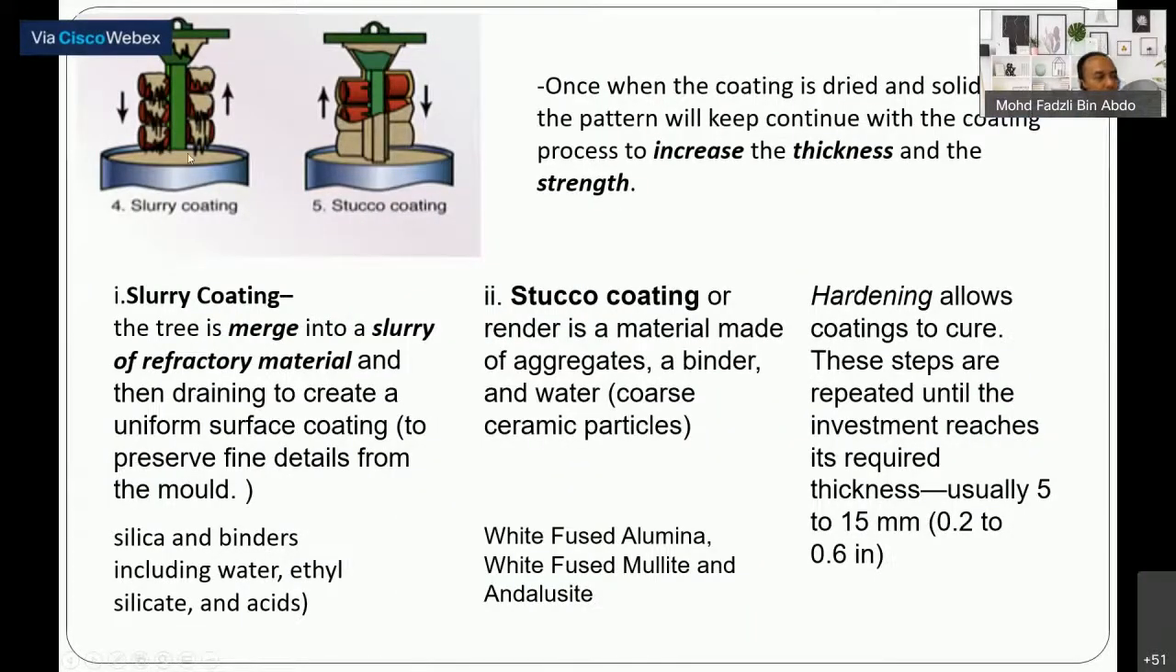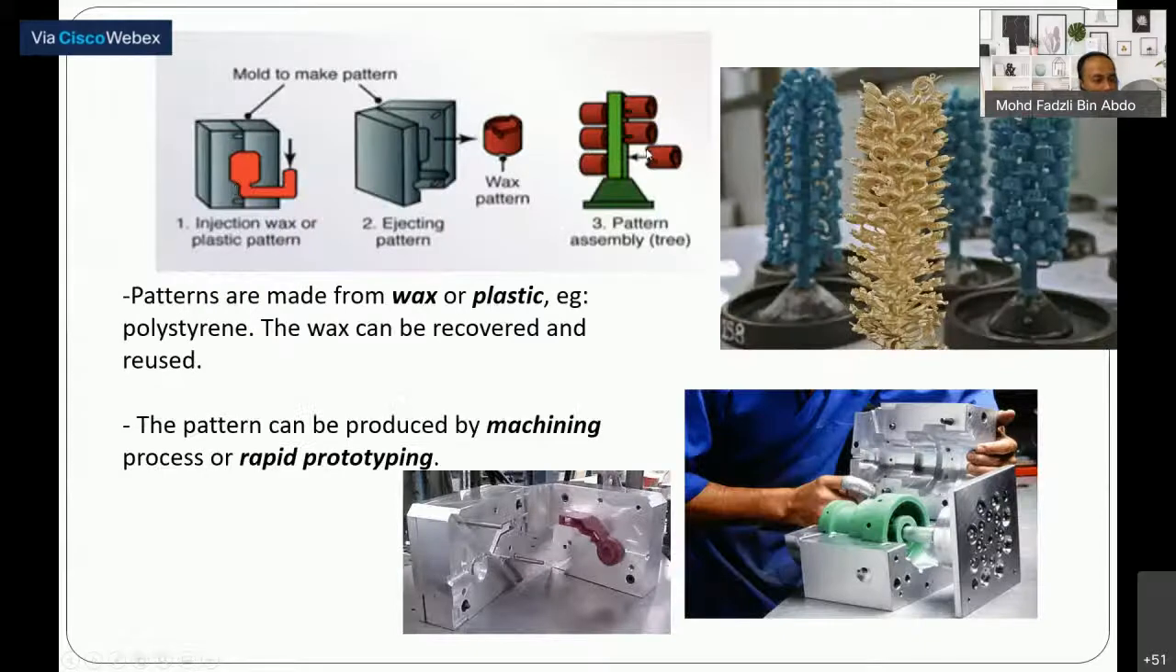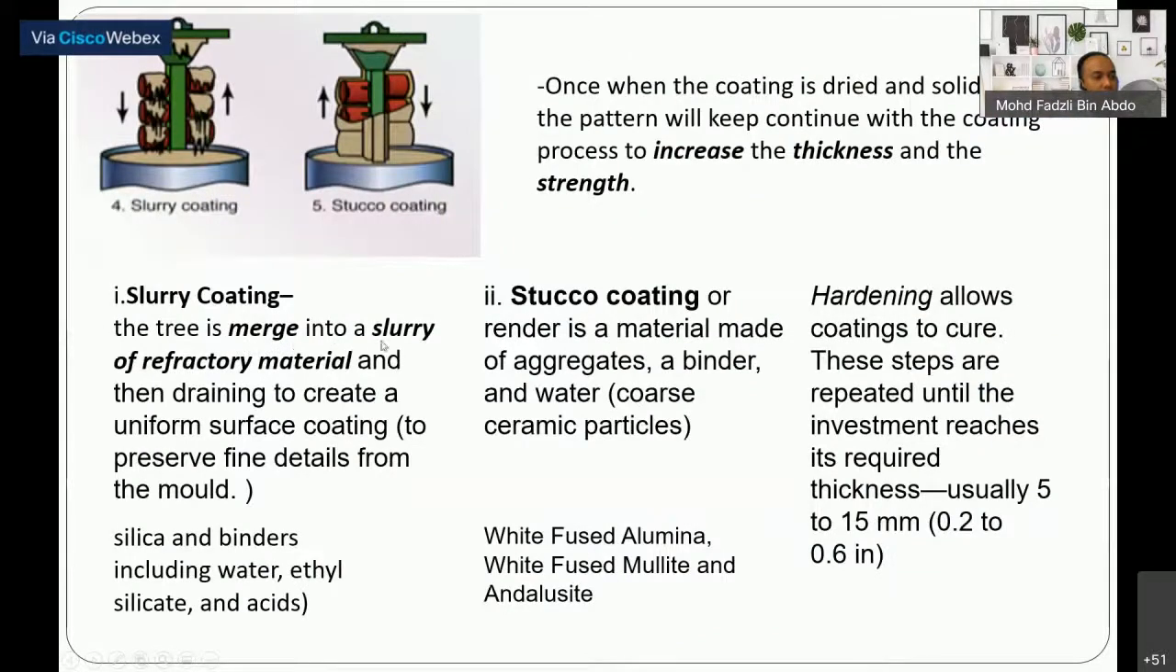Okay. What is the slurry coating? Okay, the slurry coating is where the tree is immersed into a slurry of refractory material.